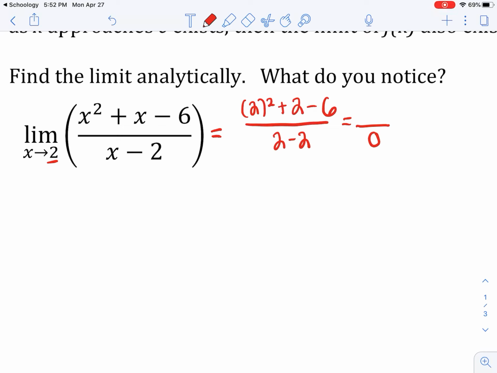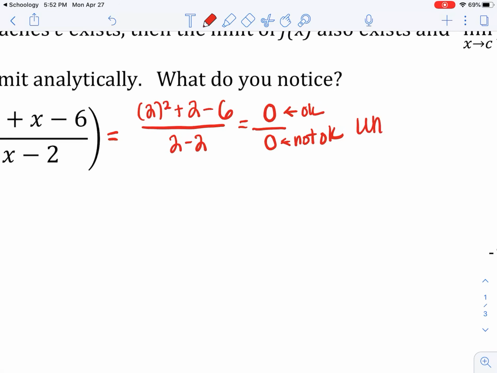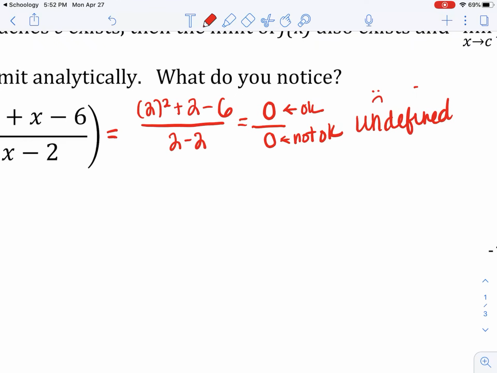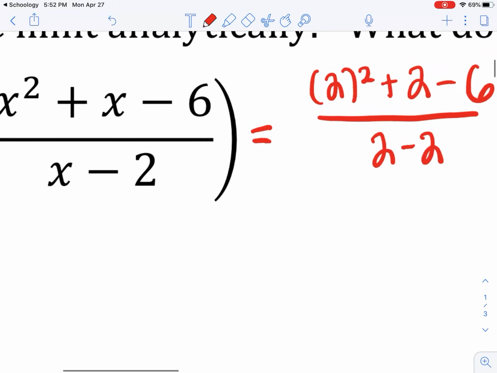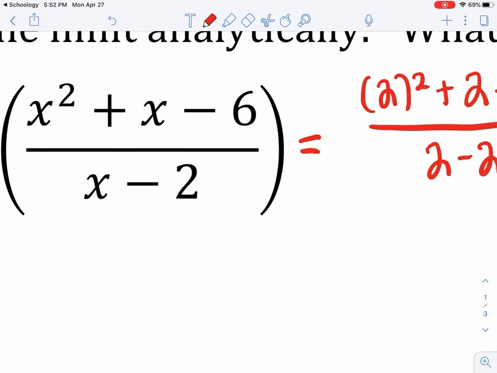We get 4 plus 2 minus 6, which is also 0. Having a 0 in your numerator is okay. This is not okay. So if I had 0 over 6, then the limit is 0. But 0 over 0, not okay. This is undefined. So does that mean the limit does not exist? No, it doesn't. Okay? It does not mean the limit does not exist necessarily. So we now have to find another way. Okay? So if I just showed you this rational and I said, is there something you can do with it?